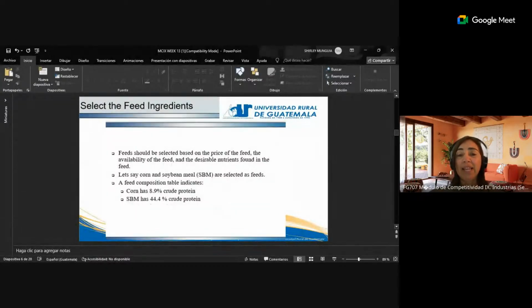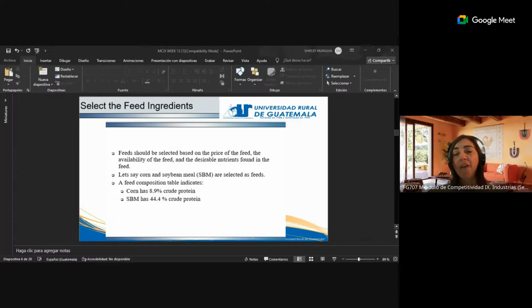The feed should be selected on the price of the feed. Remember that cost is really important for any type of industry, any type of business, and for the nutrients that we want. So let's say that we're going to use corn and soybean. For the soybean, we have these letters to represent it in our example, SBM, but it's soybean meal and corn. So we have these two ingredients, corn and soybean.